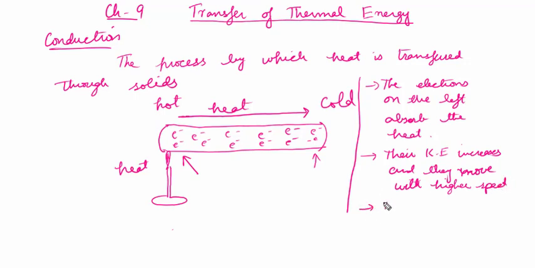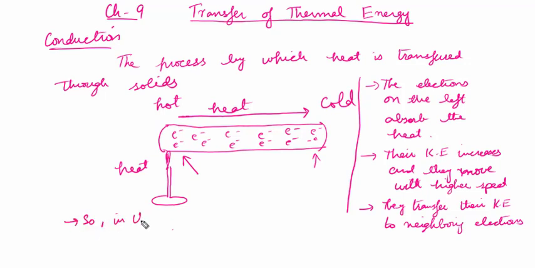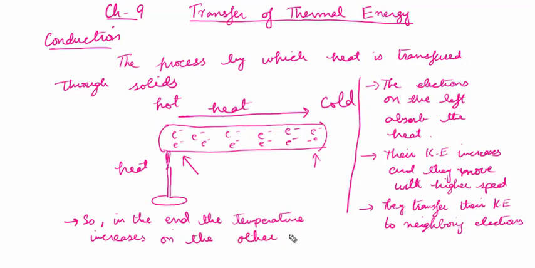So when they move with a higher speed, they transfer their kinetic energy to neighboring electrons, so ultimately, in the end, the temperature increases on the other end. So this is how conduction happens, and energy is transferred from one end to another.